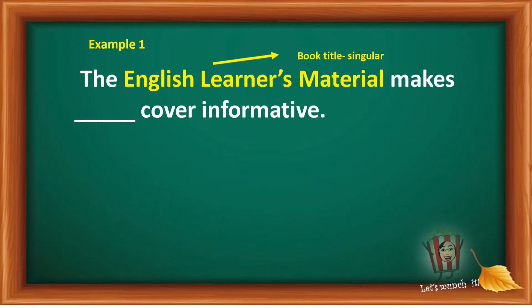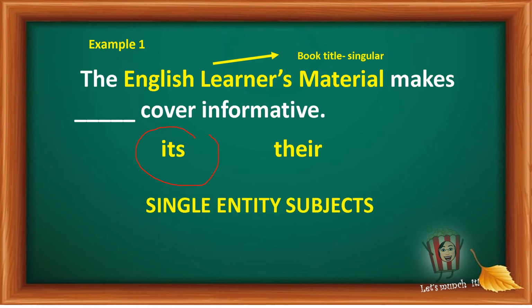How about this example? The English learner's material makes blank cover informative. Should it be its or should it be their? The correct answer is its. Say, the English learner's material makes its cover informative. In this one, we are talking about single entity subjects.